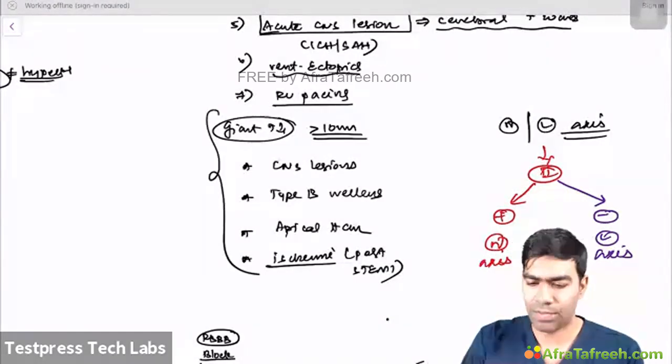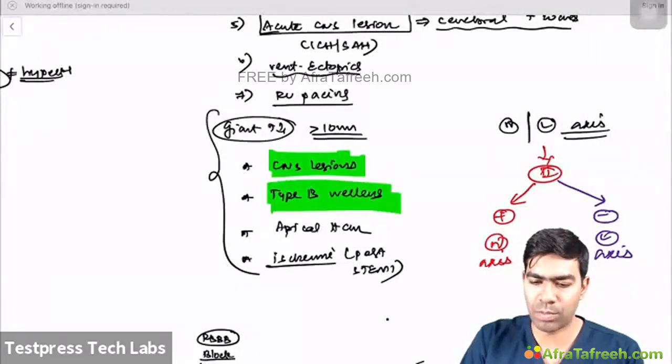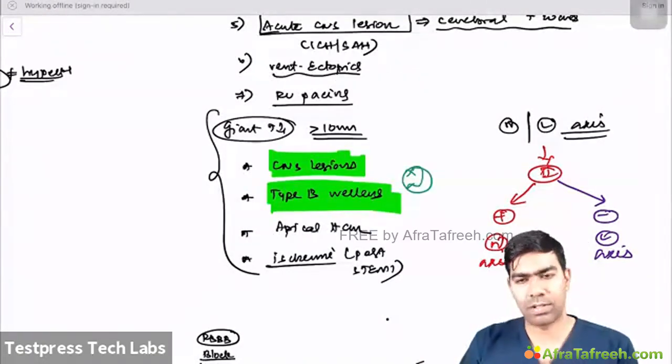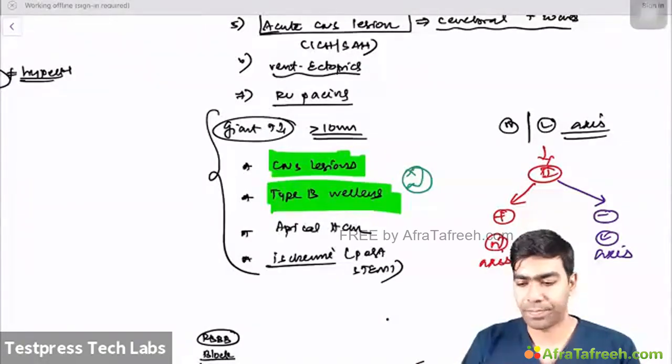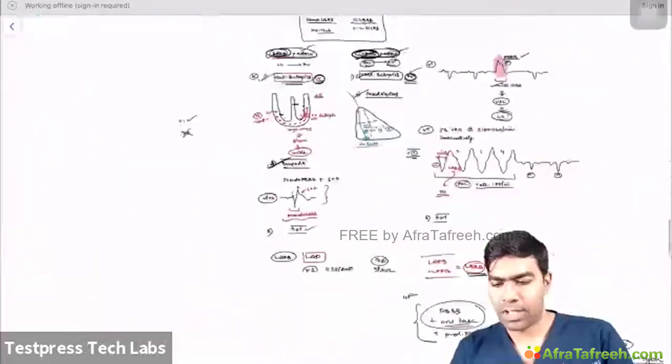Of course, for exams, the CNS lesions and type B Wellens are going to be the most important, because that has been asked already. That's why these are the giant T wave inversion causes. So now we have only certain things left.